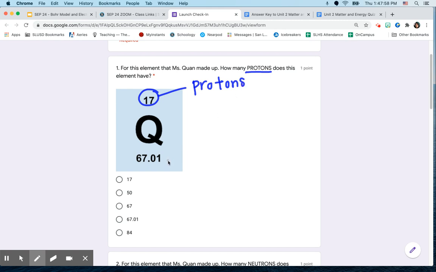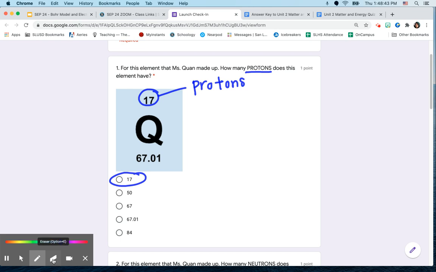Right, so therefore, for question number 1, you have 17 protons. That is the correct answer. I highly recommend that you add to your lesson 3.4 notes and draw out this Cl symbol, box it, write 17 on top, the symbol Cl, 67.01, and circle and label the top number as protons because you're going to need this in your launch later and for your notes in general. We're going to use this over and over and over again.